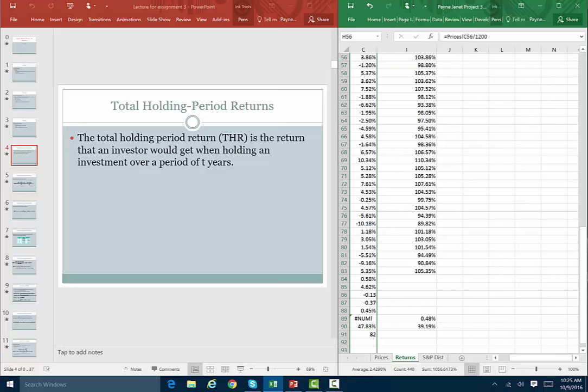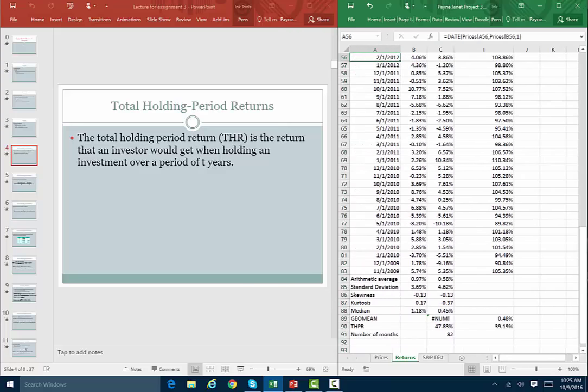So that you can see everything. Okay, so the total holding period return is 0.4783 or 47.83%. The geometric average monthly return is 0.48%, and if I multiplied that by the number of months, I would have 39.19%. So let me show you how to use the total holding period return to get a geometric mean.